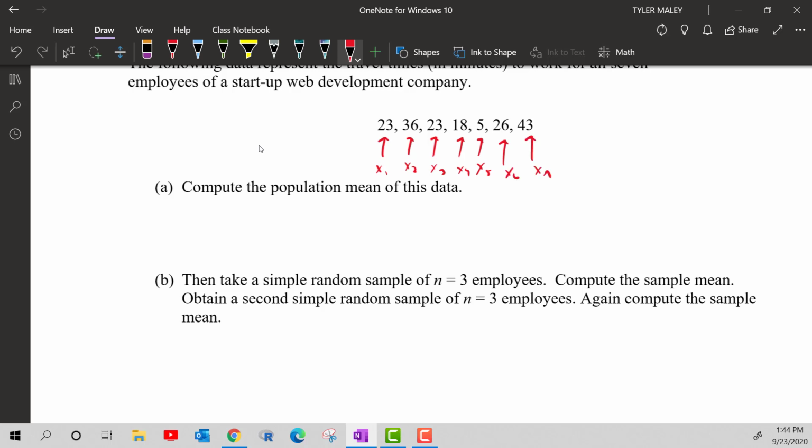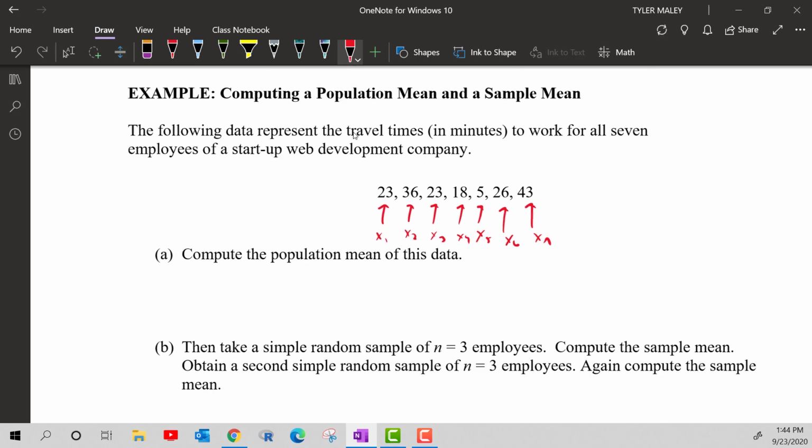So if you're reading over this, it says the following data represents the travel times in minutes to work for all 7 employees of a startup web development company. So in other words, this is the times for everybody. So this is a population. So in other words, capital N is going to equal 7. I have 7 things in the total population. And then part B, we're going to take a simple random sample of 3 employees and work with that.